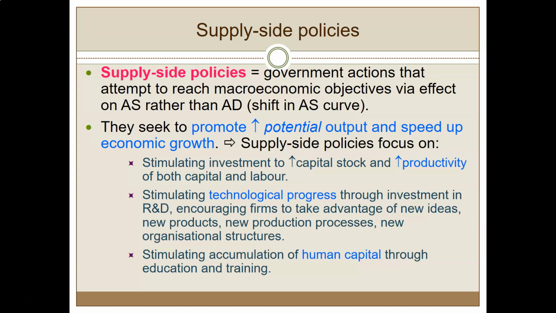Supply-side policies are actions by policymakers which attempt to shift the aggregate supply curve rather than aggregate demand. The main idea is that they try to promote the growth in potential rather than current output and speed up the rate of economic growth.